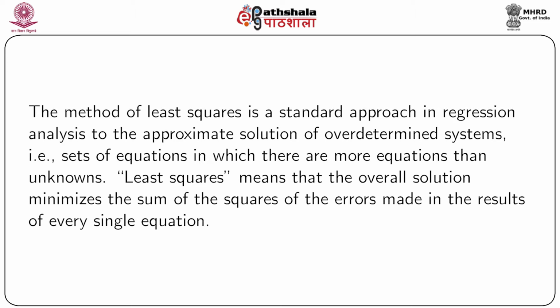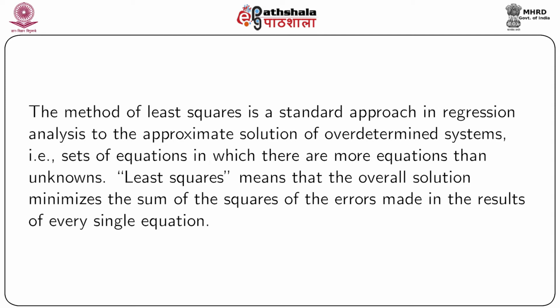In this module, we are going to discuss the algebra behind the different types of estimation. Specifically, we will look at the least square type of estimation of the coefficients of a regression model or any other form of linear model. So the method of least square is a standard approach in regression analysis to the approximate solution of overdetermined systems. That is, sets of equations in which there are more equations than unknowns. So least square means that the overall solution minimizes the sum of squares of error made in the results of every single equation. So let us look at the regression equation.